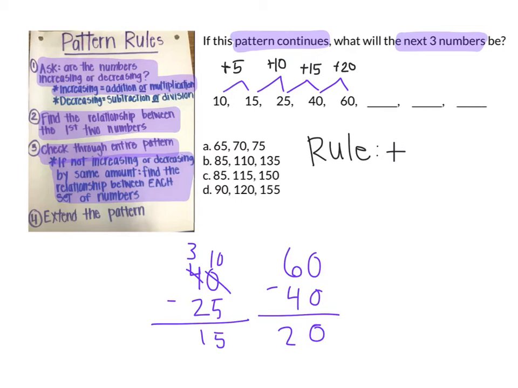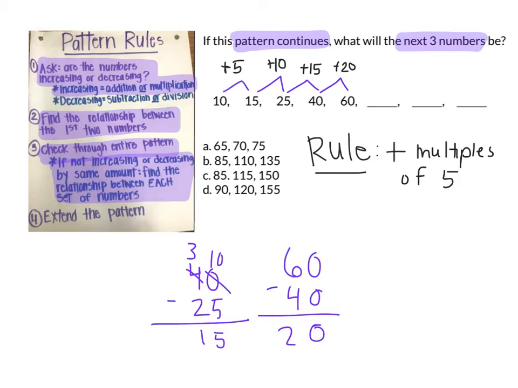Now let's determine our rule so we can extend our pattern and find our answer. So we already know we're adding, and then when we look at the numbers that we've added, 5, 10, 15, 20. Oh, we're skip counting by fives, right? We're adding multiples of 5. So let's finish up our rule here. Our rule is add multiples of 5.